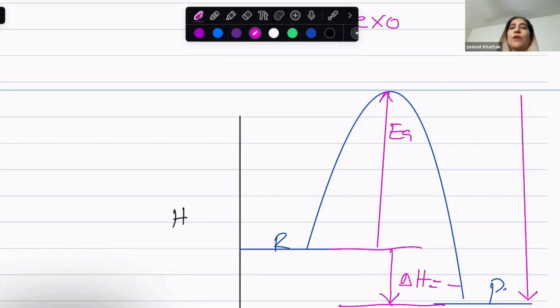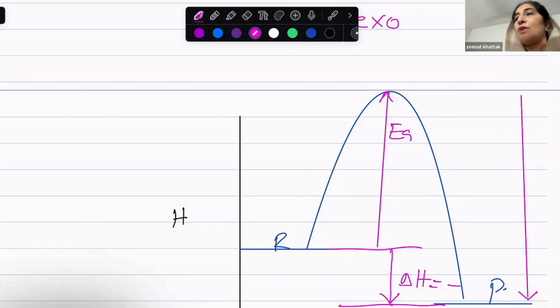Right? So whatever is type of reaction, whether it's exothermic or endothermic, energy is needed, energy is released. If energy needed is more, released is less, endo. If energy needed is less and released is more, exo.